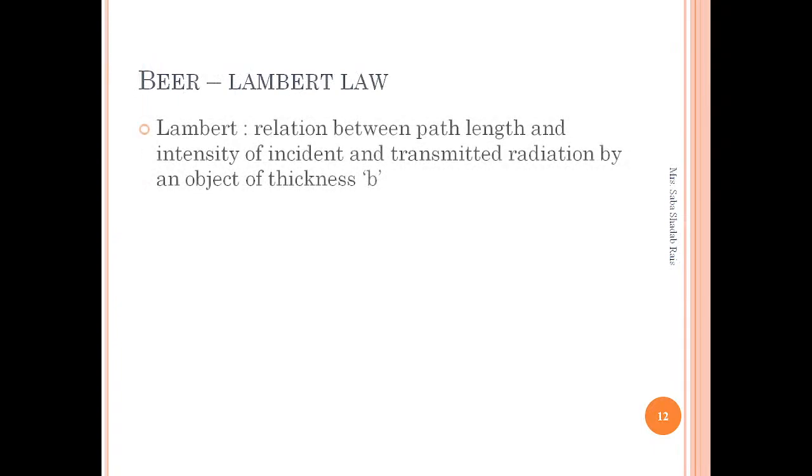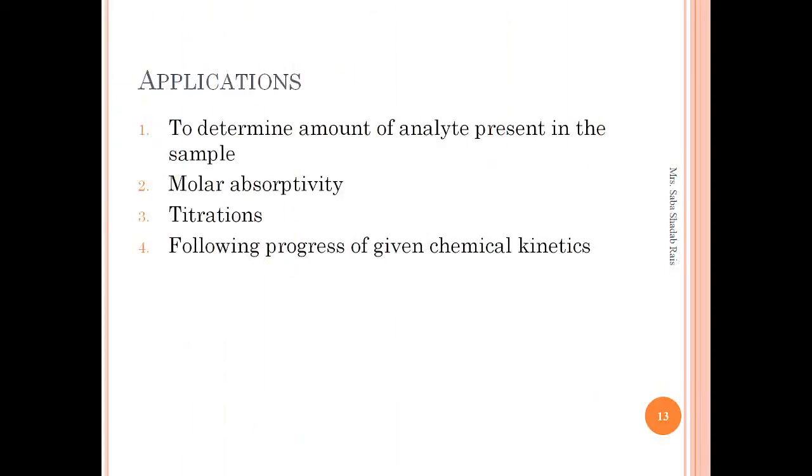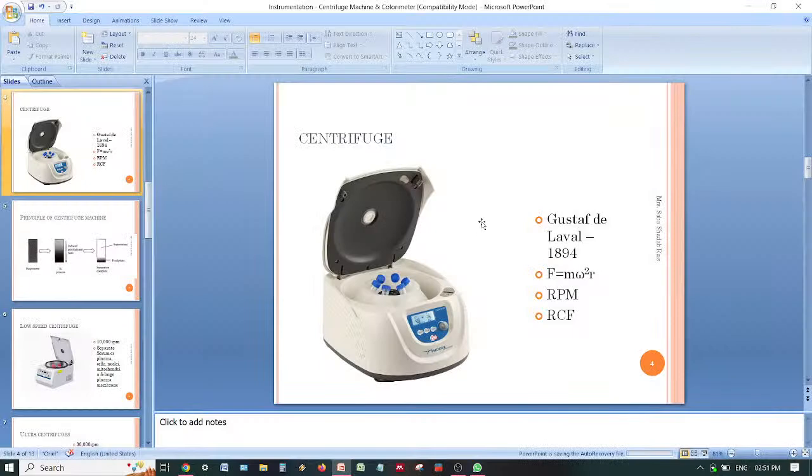The colorimeter works on the Beer and Lambert law. Lambert discussed the thickness, or path length, and Beer discussed the concentration. If the transmission is 100%, absorbance will be 0%. It is used to determine the amount of analyte present in the sample, molar absorptivity, titration, and following the progress of reactions. So this is all about the colorimeter and the centrifuge machines.